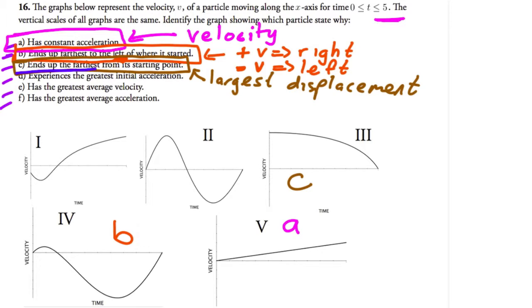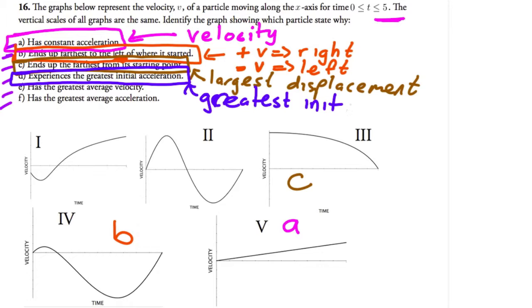Now, the next one, which one experiences the greatest initial acceleration? What aspect of the graph are we looking at? Notice these are velocities. So if we're looking at the velocity, we're looking at the greatest initial derivative. Out of all these, which one has the greatest initial derivative? Well, it would have to be this one, right? Because if you look at the slope of the tangent line right there, that's the steepest line. So this one would be D.